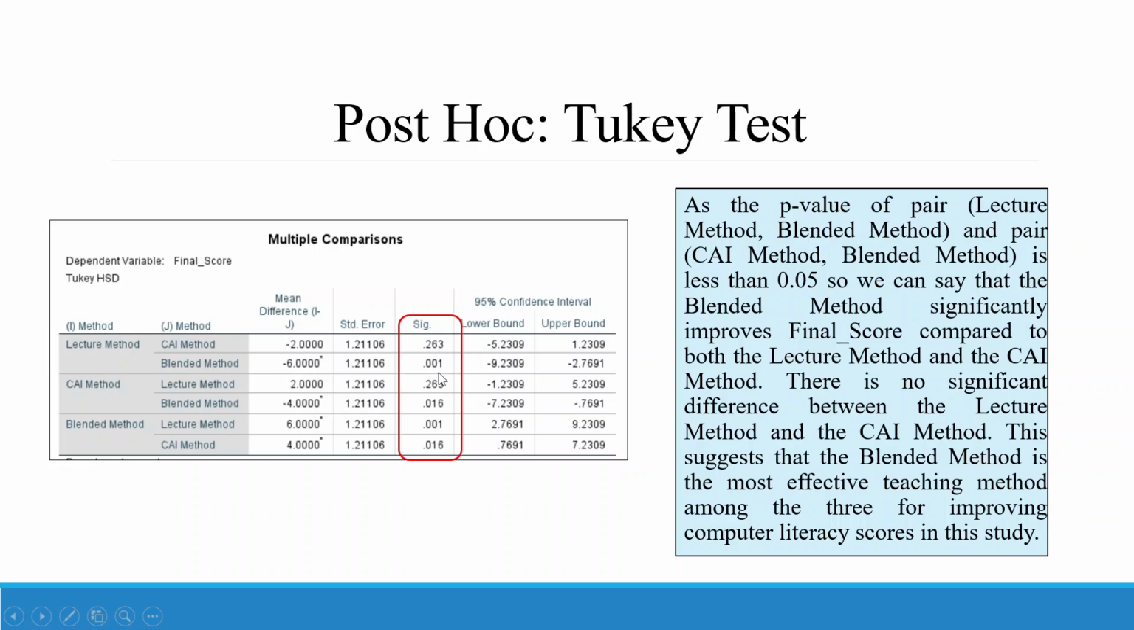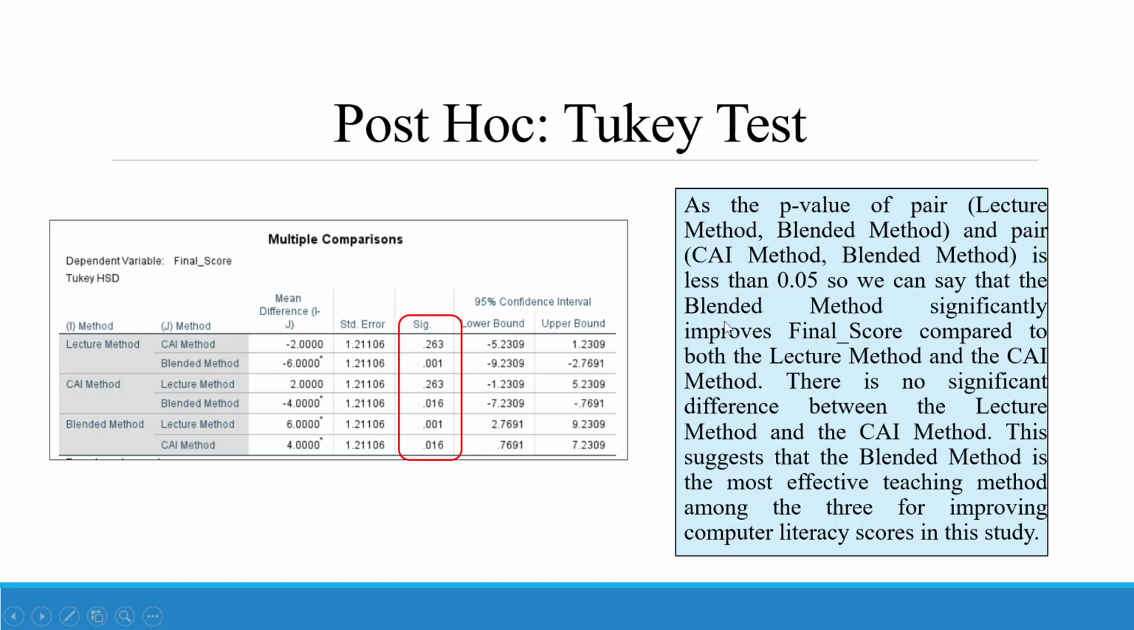-6 and p-value less than 0.05, and pair CI method and blended method, the difference is -4 and p-value less than 0.05. So we can say that the blended method significantly improves the final score compared to both the lecture method and the CI method.